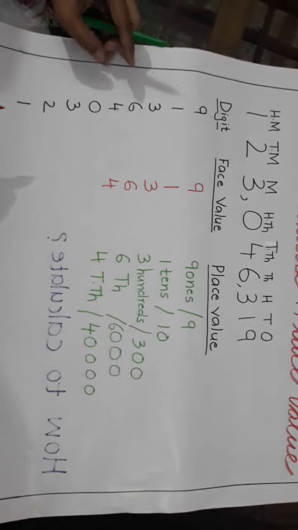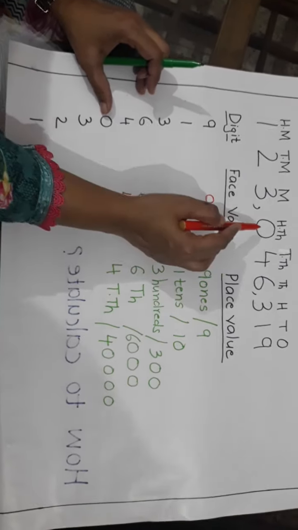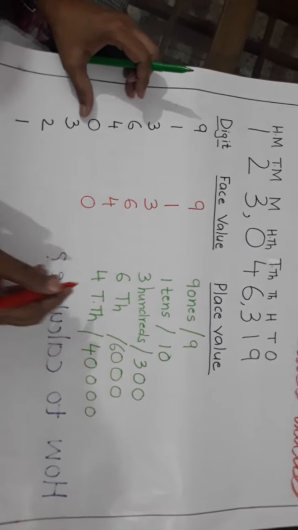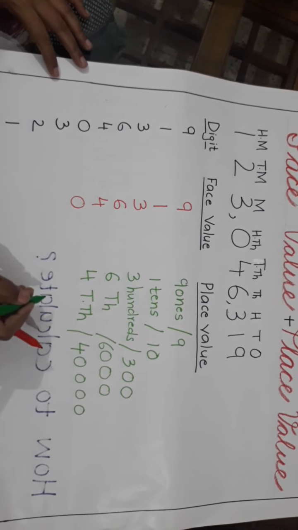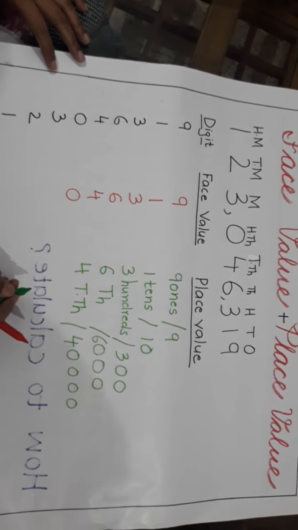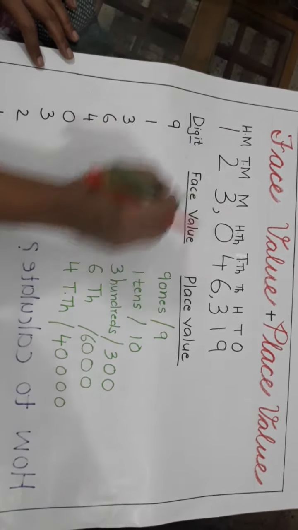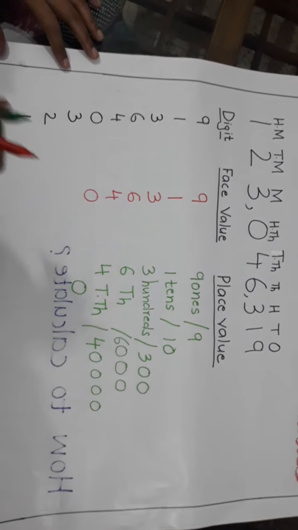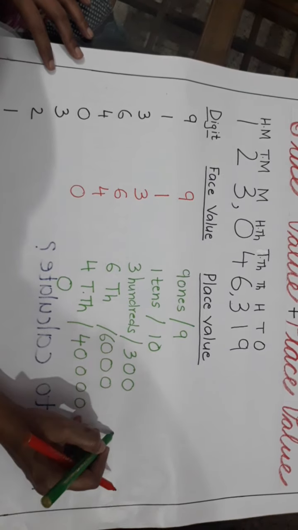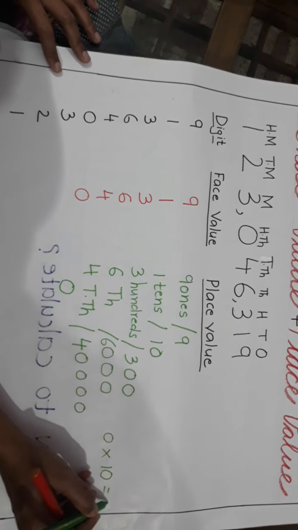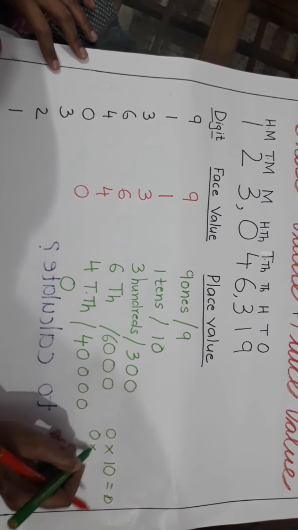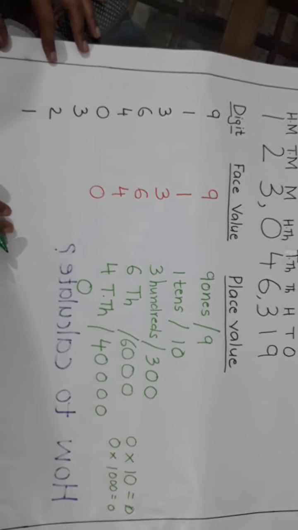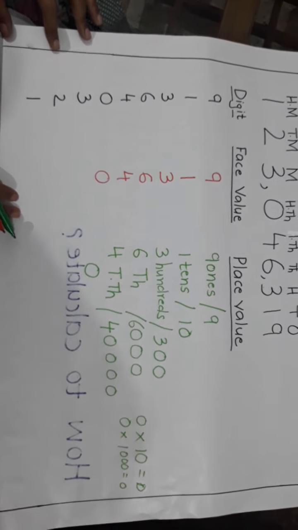Now, this is very important. What is coming up next? 0. So, what is the face value? 0 itself. But what is the place value? Children, remember, I will not write it as 0 followed by 100,000. That doesn't make sense at all. Wherever 0 sits, the place value is always going to be 0 itself. Why? Any number multiplied by 0 is 0. Check. 0 multiplied by 10, what is the answer? 0. 0 multiplied by 1000, what is the answer? 0. So we are not going to write 0 followed by 100,000. It's going to be 0 itself.